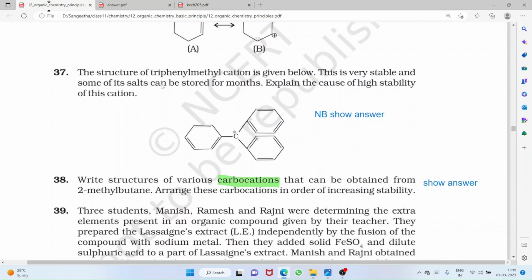Whatever this compound cation is given below, this is very stable. Some of the salts can be stored for months. Explain the cause of the stability of this cation. Okay, this is due to the resonance.